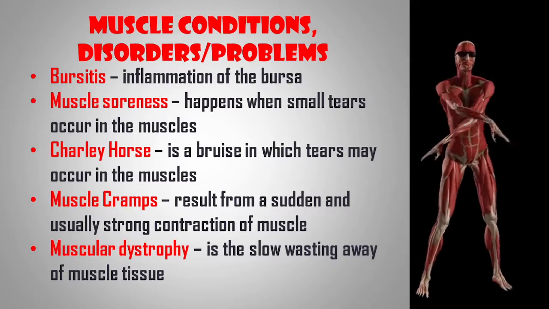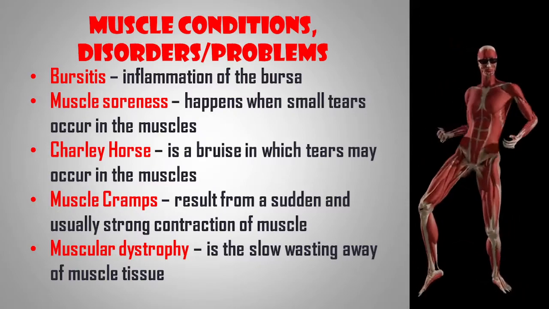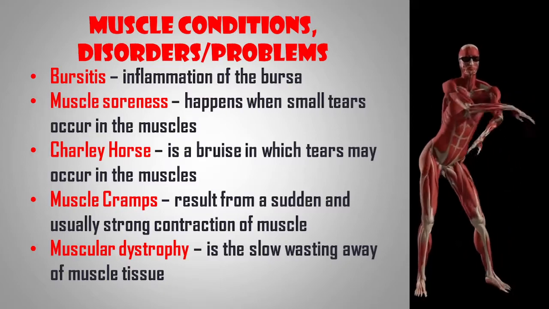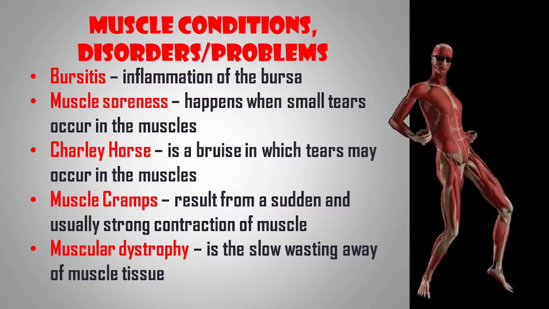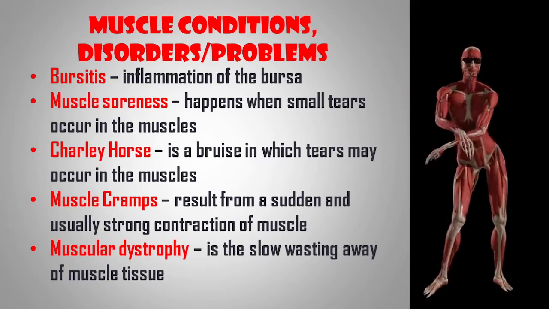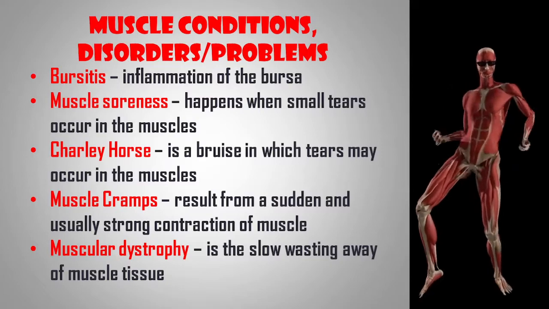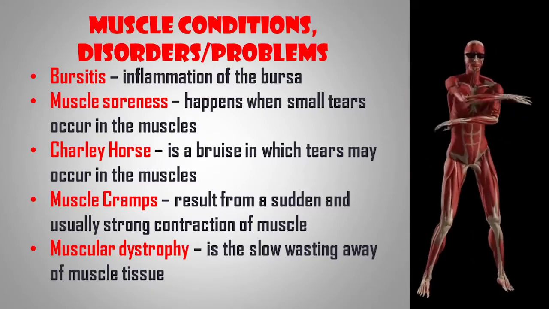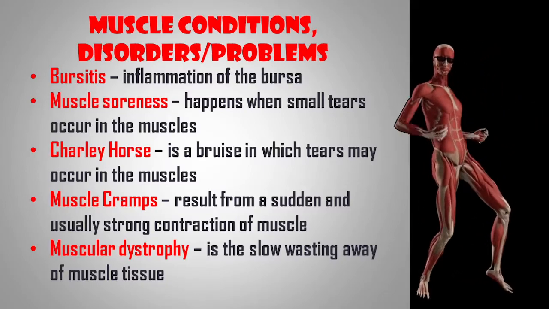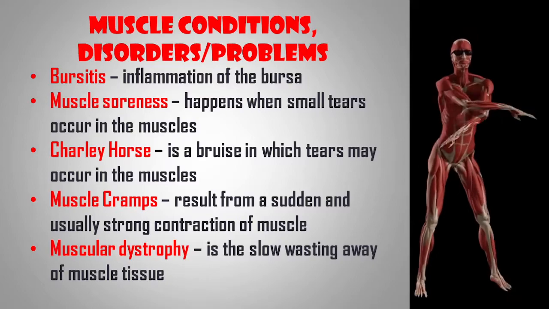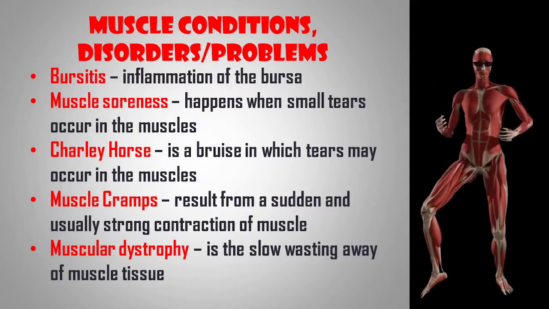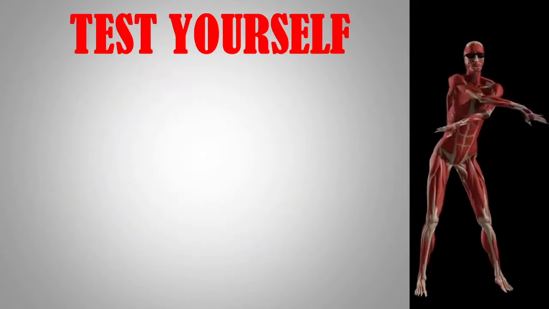Then here's another one, Charlie horse. Wow, that's a nice name. It's a bruise in which tears may occur in the muscle. It would possibly cause a tear or damage to your muscle. Then we have muscle cramps, very common. It is a result of a sudden and usually strong contraction of a muscle. Okay, muscular dystrophy, that's when the muscles in the parts of the body that you don't use become small. So that's what we call muscular dystrophy.